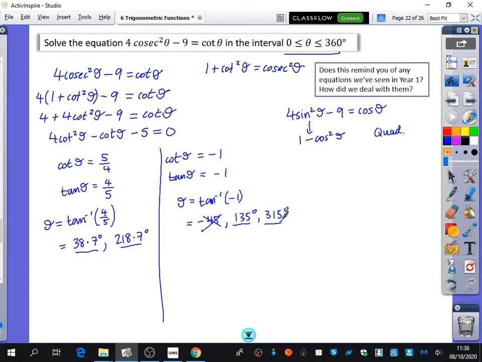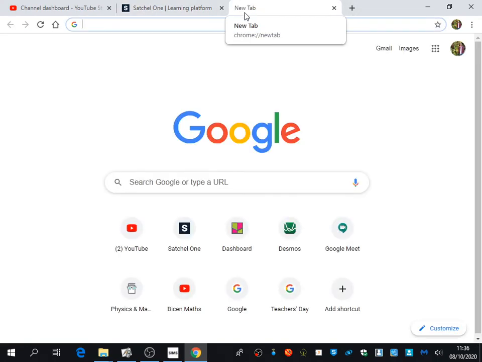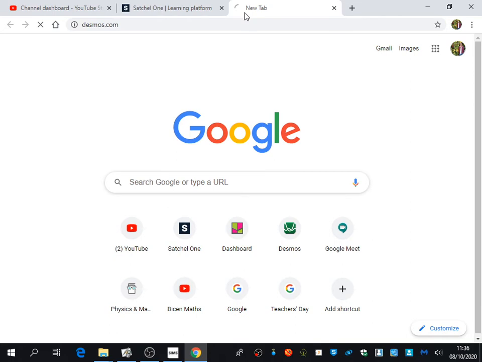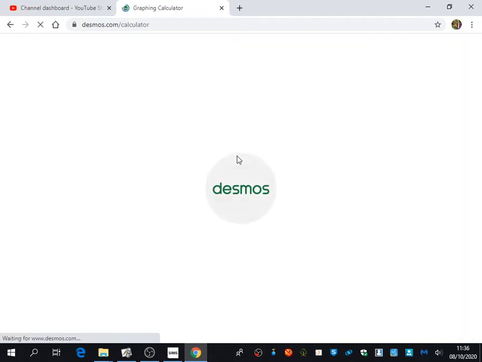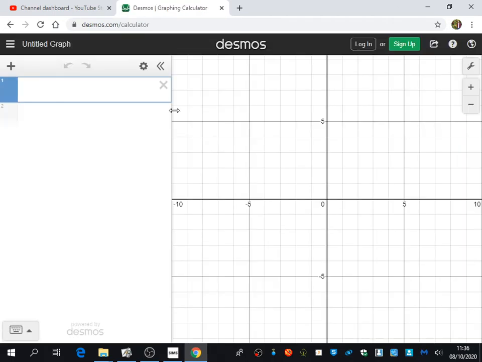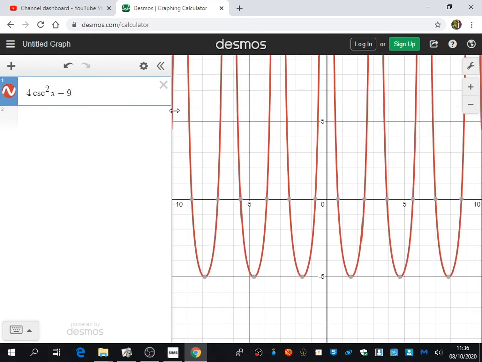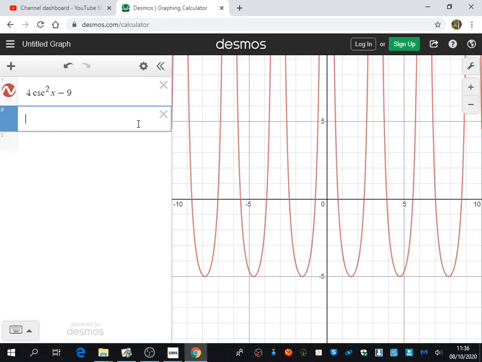Do you want to see this on Desmos to see actually what's happened here? Because it's kind of nice just to see what happens. So 4 cosec squared theta minus 9. Oh, they type it differently. They do it as cosec without all the extra letters in. 4 cosec squared theta minus 9, and then cot theta.